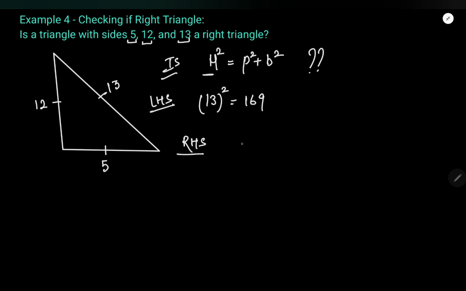Now I will solve right hand side. Right hand side means p square plus b square. P means 12 square plus b square is 5 square. So 144 plus 25, right?